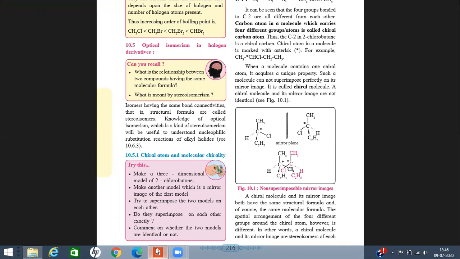Hello, students. Today we will study the next property of halogen derivatives, that is optical isomerism. We had studied isomerism. Organic compounds having the same molecular formula but different structural formulae are called isomers, and this phenomenon is known as isomerism. One type of isomerism is optical isomerism.